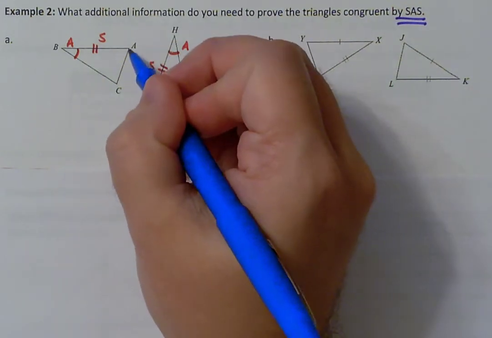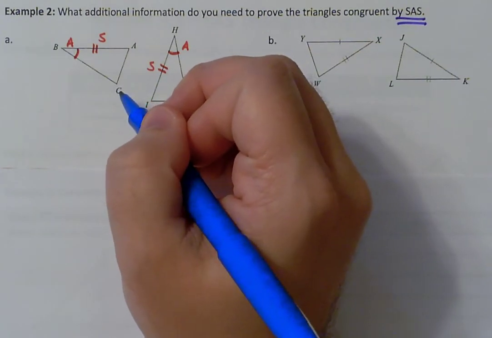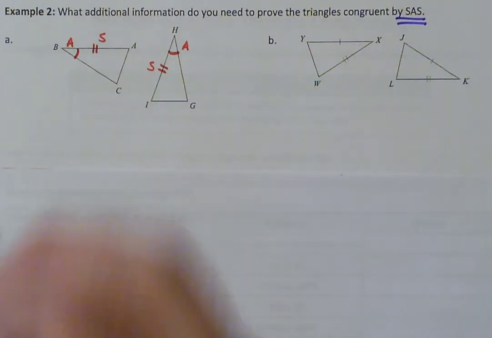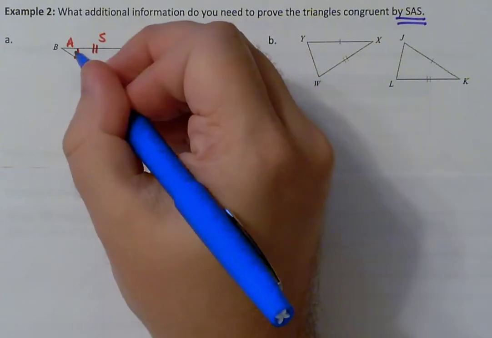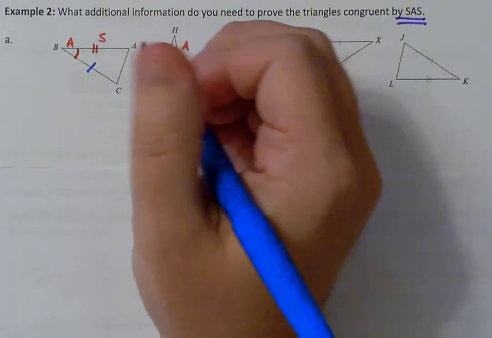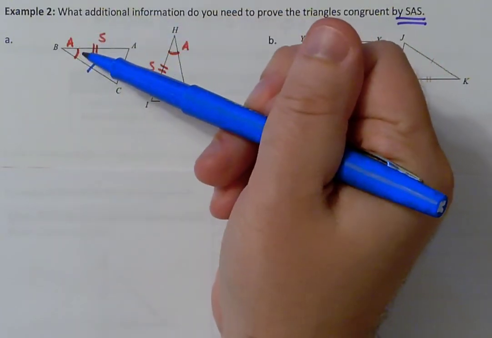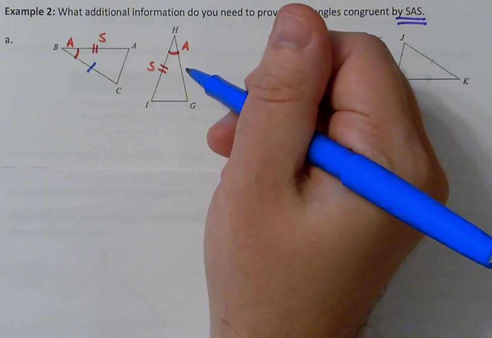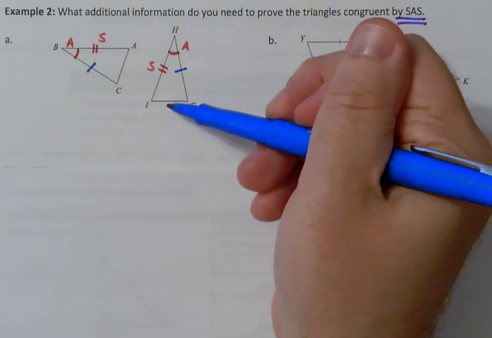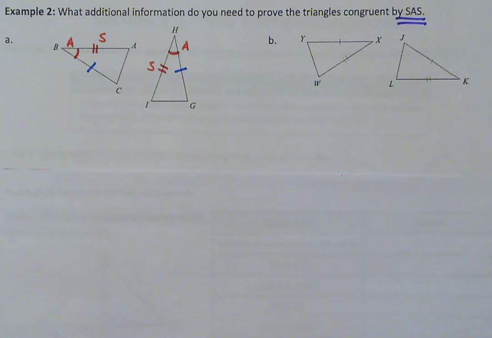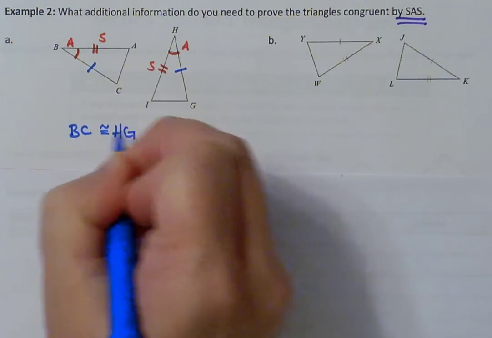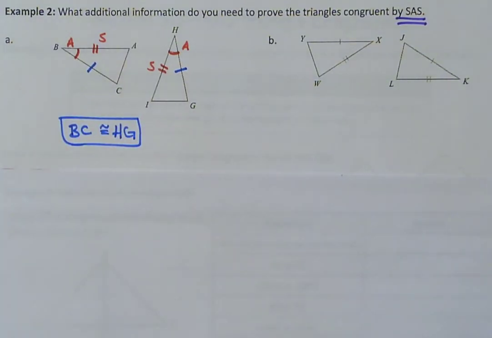That means I need to know which side to go with. So the question is, do I go with AC or BC to accomplish side angle side? Remember, we need the angle to be included between the two sides. If I went with AC, the angle they give me, B, is not in between those two. So I want to go with side BC because it includes angle B. Just like over here, I want to go with HG because it includes this angle, whereas if I went with IG, it would not include the angle. So that means I need to know that BC is congruent to HG.